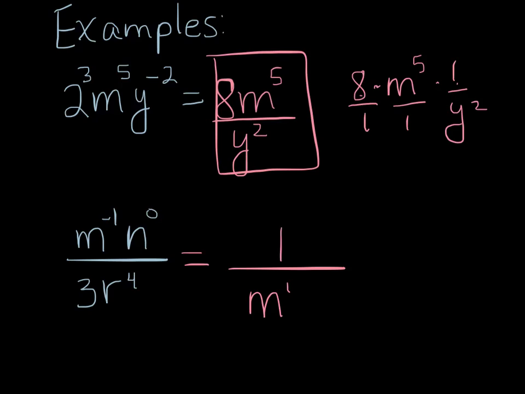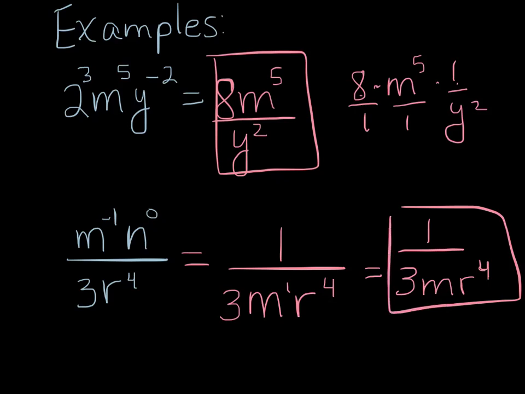Then I have 3. Look at the 3. Is there anything special about it? Nope. So I'm writing it right here on the bottom. You could have written it behind the m, but we'll put it eventually in front of the m because that's proper algebra. And then I have r to the fourth. Anything special about that r to the fourth? Nope. So it just stays r to the fourth. It stays right where it's at. So we have 1 over 3m r to the fourth. Because m to the first power just means m. There we go. There's our answer.